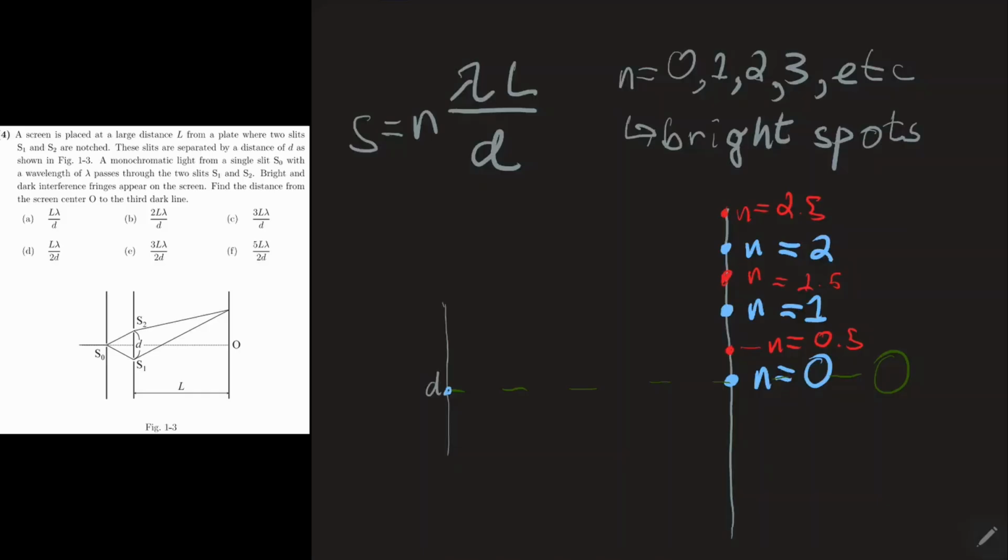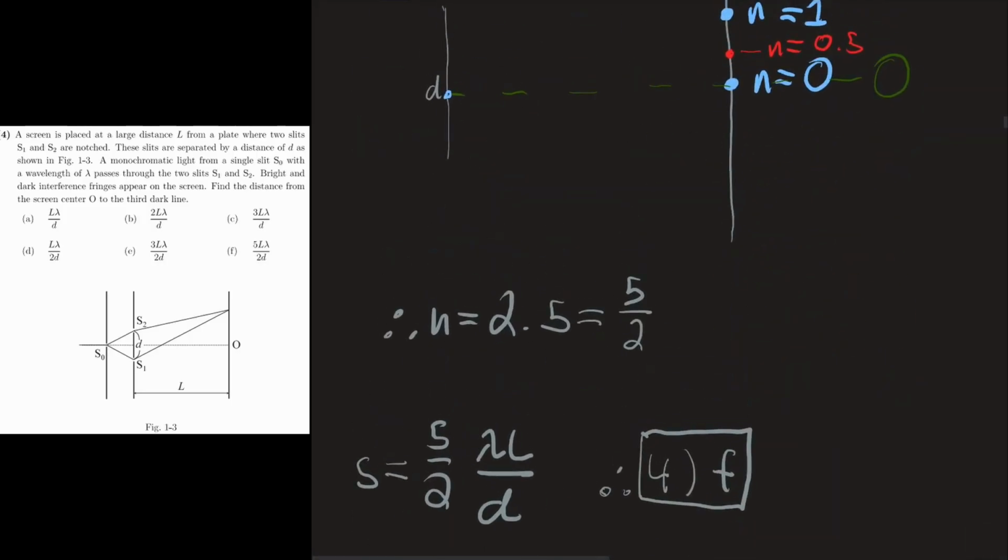So the question says we're looking for the third dark spot, or specifically in the question it says third dark line, and that is between n equals 2 and n equals 3. So for this question, n is equal to 2.5, which is the same as 5 over 2. So if we plug that into the equation, we get that the distance s is equal to 5 over 2 times lambda times L all over small d, which is option F.